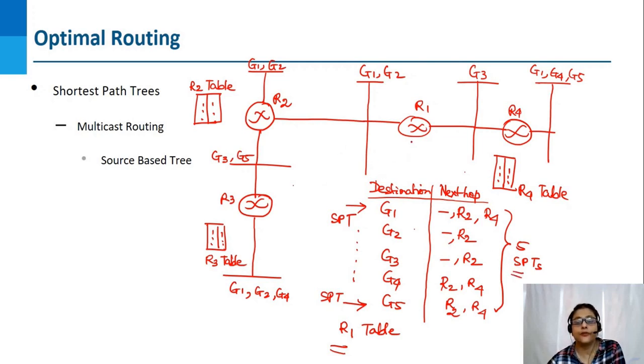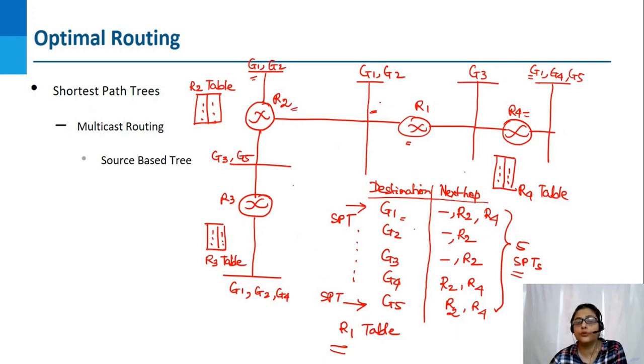Let's see this. If you want to go from router R1 to G1, then how many possible paths are there, or what is the next hop? You can directly go there, so this is a dash here. You can go via router R2 to reach G1, or you can even go via router R4 to reach G1. Similarly, if you want to go to group G2, it can be either a direct connection or via router R2.